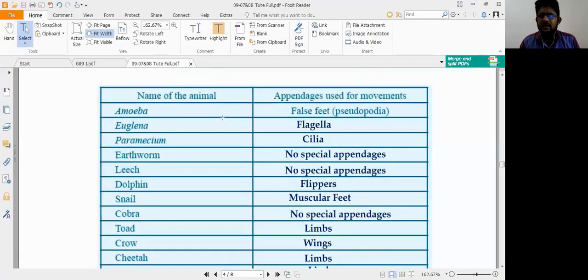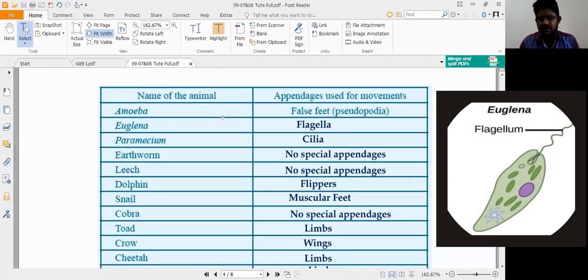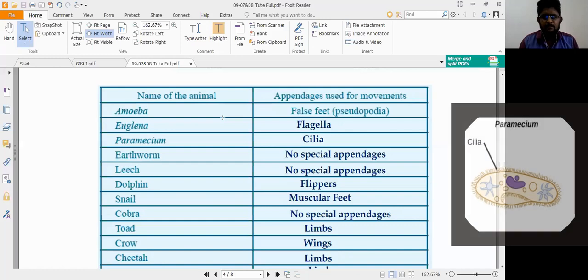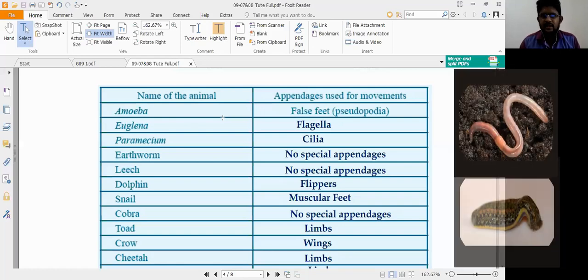And Euglena you take, they have flagella. Flagella means they have tail-like structures, and using that they move on. And Paramecium has cilia, they have hair-like structures. Earthworm, leech you take, they don't have special appendages. They don't have any special appendages to move on. Their body is what they move upon.